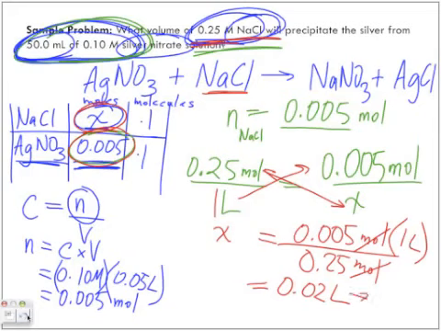So now that we have 0.02 liters, we want to convert it to milliliters, which comes out to how many milliliters? 20 milliliters. What are the least number of significant digits in my question? 2. So how many do I have in my answer? How many did I have here? Did it come out to 0.02 exact? Yeah. So what do we have to do now?